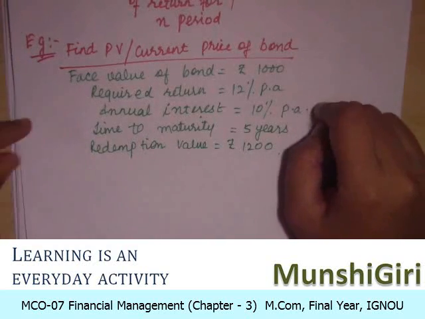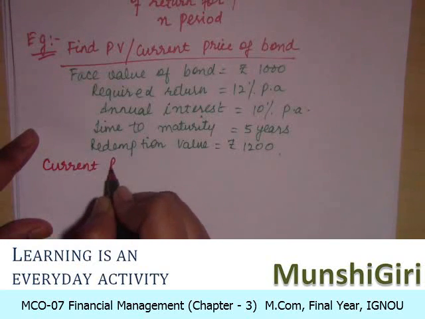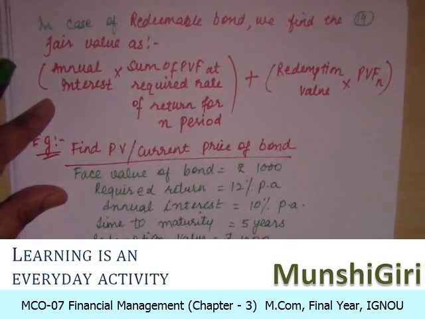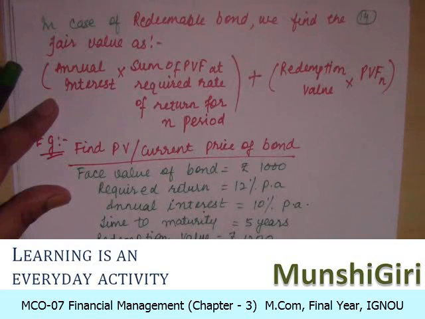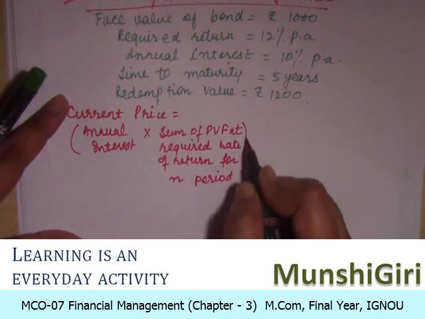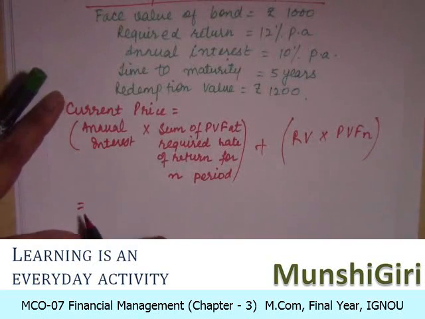So let's calculate the current price by the formula that we just noted down. Current price is equal to, let's write down the formula first. Annual interest into sum of PVF at required rate of return for n period, plus redeemable value into present value factor for nth period.